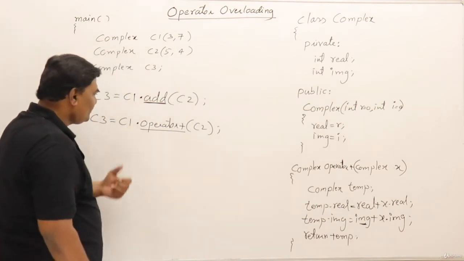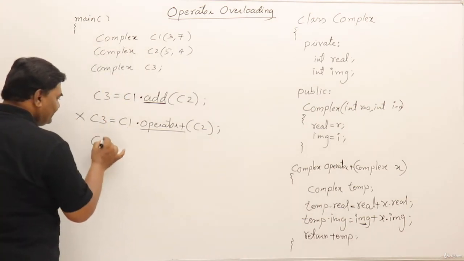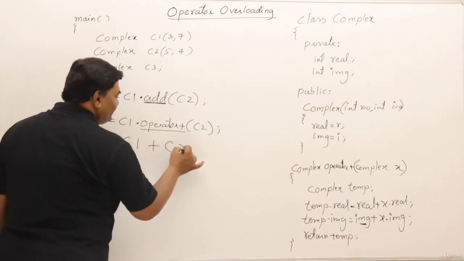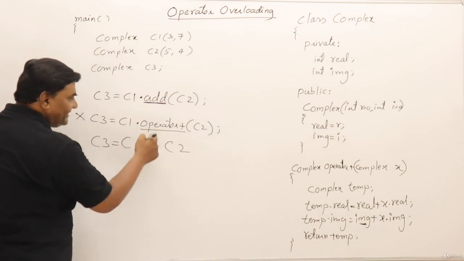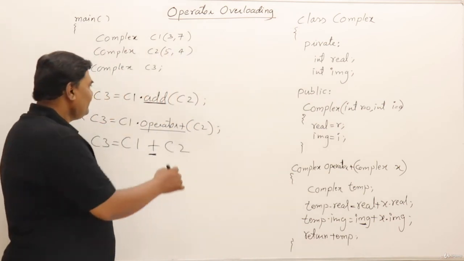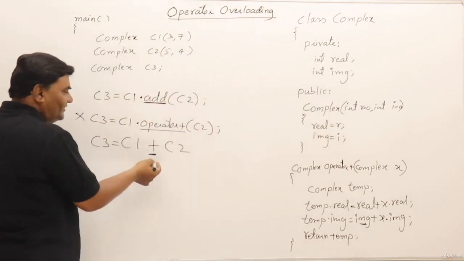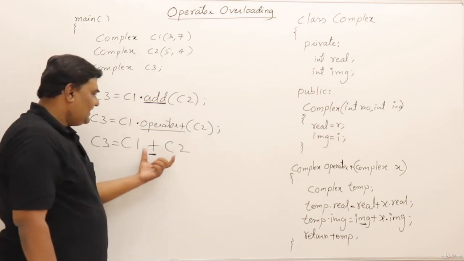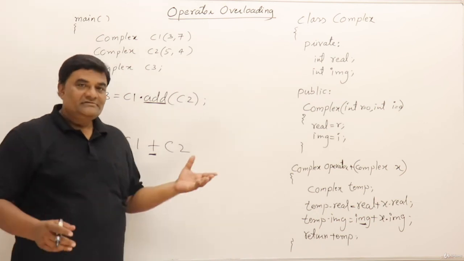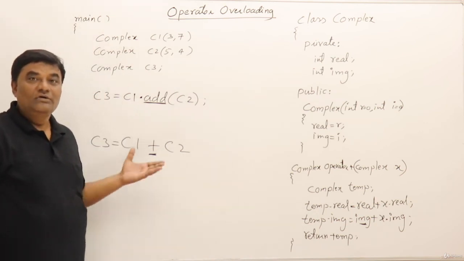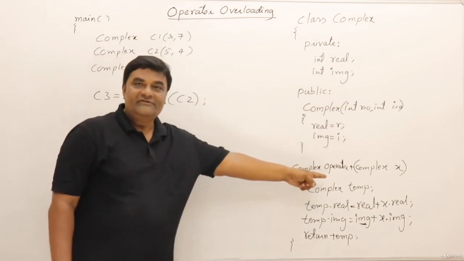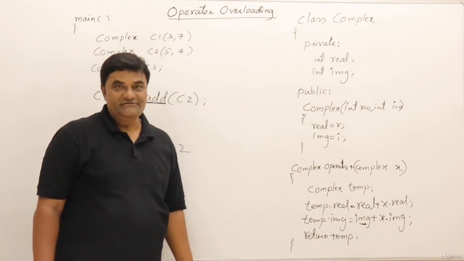Now how to call? Do I have to call like this? No, I don't have to call like this. I can say C3 assign C1 plus C2. So it will look for this operator plus, and the operator plus function is available here. So this function will be called. So instead of writing a dot add, you don't have to use a dot operator, you can simply add two complex numbers, just how you add two integers and two floats. So that's it. This is the way of overloading operators. So C3 assign C1 plus C2, this function will be called, that is operator plus function will be called.